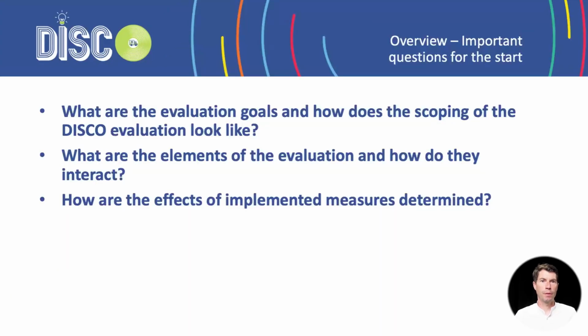To start with, I would like to draw your attention to important questions that we will be addressing in this session. We will deal in particular with the following questions. What are the evaluation goals and how does the scoping of the DISCO evaluation look like? What are the elements of the evaluation and how do they interact? And finally, how are the effects of implemented measures determined? So let's take a closer look at the first question.